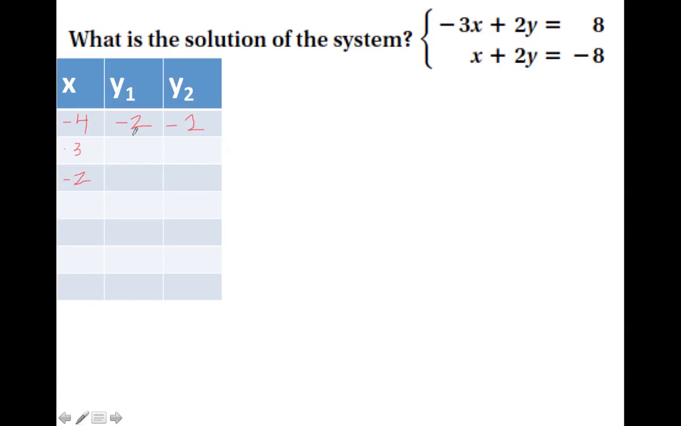Now if this was not the solution, you'd have to keep going until you found your two values, or look at your x value where your y1 and your y2 values are both the same. So if -4, -2 is not our solution, we'd have to keep going to find a number that works.